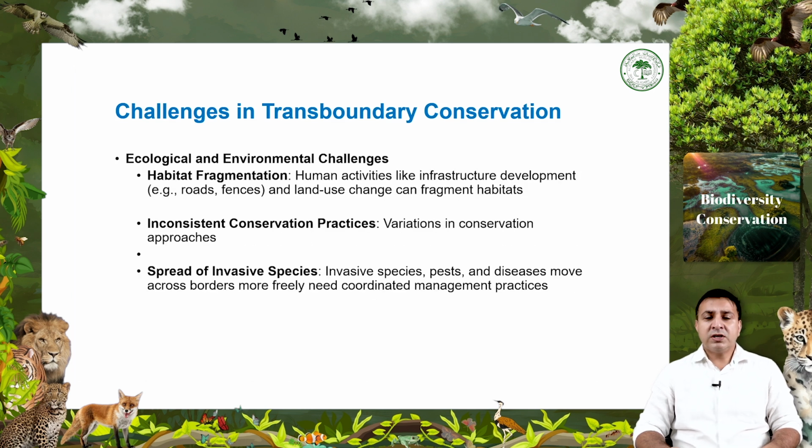Other challenges are ecological and environmental challenges. We can say habitat fragmentation: human activities like infrastructure development, such as roads, fences and land use change, can fragment habitats, thus disrupting wildlife movements and migration routes across borders. Another is inconsistent conservation practices. Variation in conservation approaches, like fire management and poaching policies, can disrupt the ecosystem, thus impacting the biodiversity and the ecological health of transboundary ecosystems.